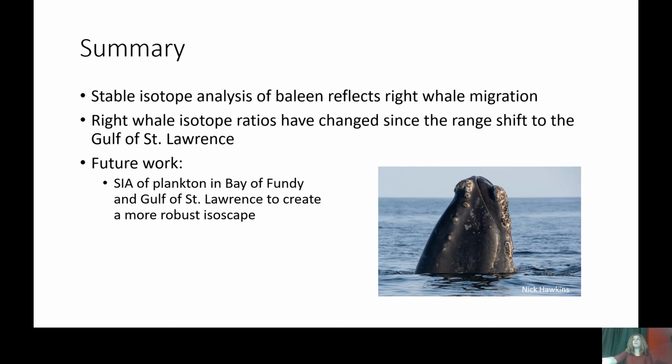So in conclusion, stable isotopes is an important tool for future management efforts because it can be used to predict where the whales have traveled and where they may be going if another distribution shift occurs.